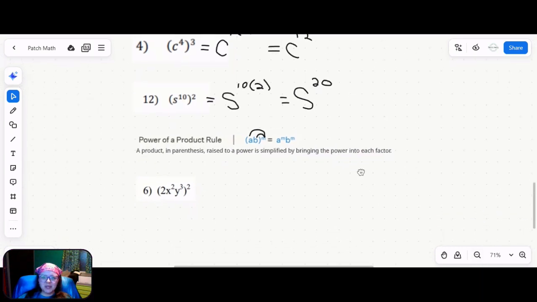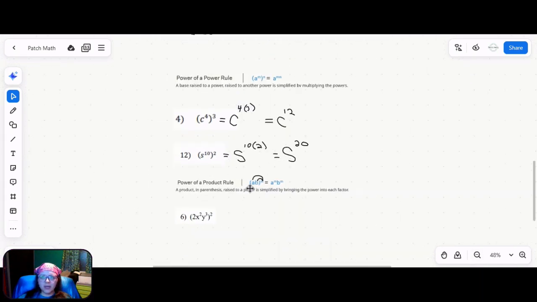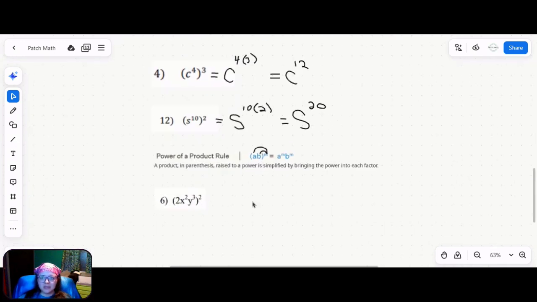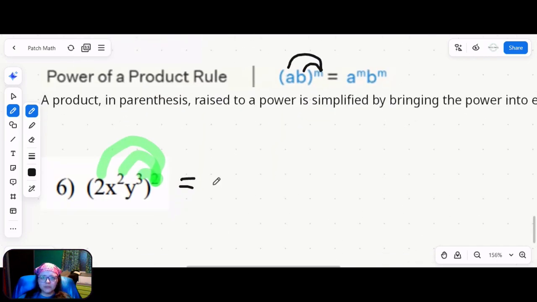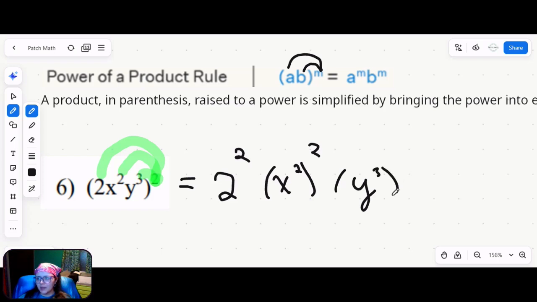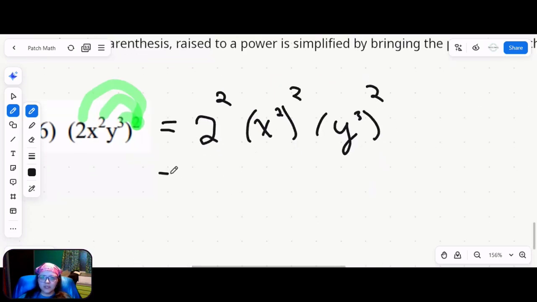All right, here is a good example of how you may see power of a product rule and also power of a power rule at the same time. So if you'll notice, we can go ahead and bring the exponent on the outside in as a power to each of our multiplied parts. So if we go ahead and write that out, that is going to be 2 raised to the 2nd power. And this is x squared raised to the 2nd power. And this is y cubed raised to the 2nd power. And then we just apply.